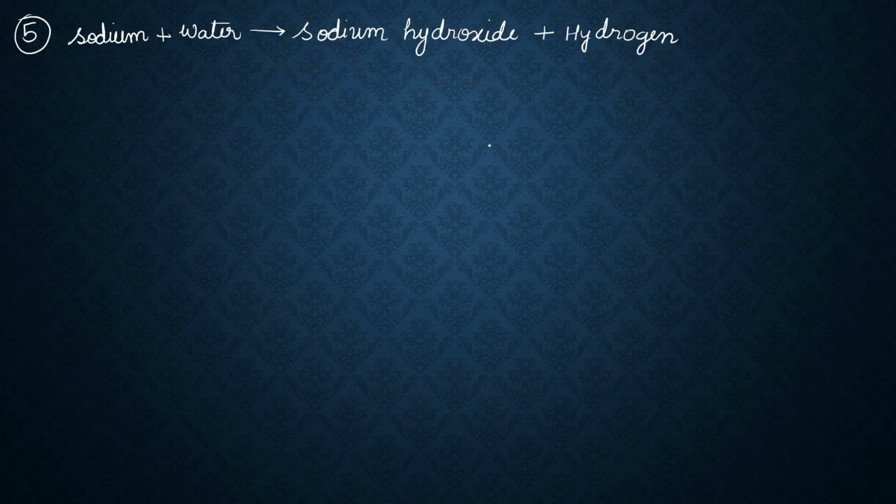Now let's move on to the next problem. Sodium reacts with water. Sodium is monoatomic, so it's just Na. It reacts with water, H2O, to form sodium hydroxide. The sodium hydroxide formula is NaOH, plus hydrogen gas, diatomic H2. So here sodium is balanced, oxygen is also balanced, but hydrogen is not balanced.